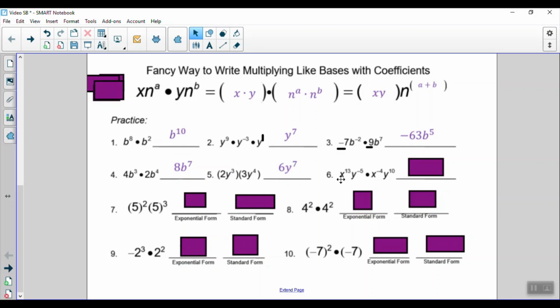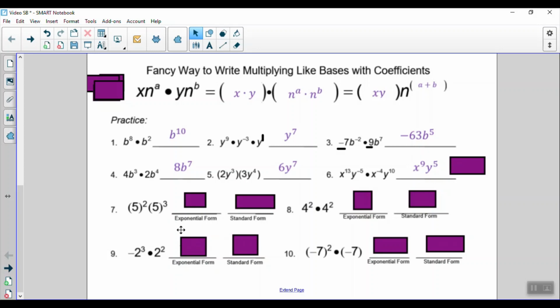Here we have 2 variables, which is perfectly fine. We don't want to combine x's with y's. We're just still combining x's together and y's together. So our answer here, we're going to add 13 plus negative 4 to get 9. So you have x to the 9th, right? And then negative 5 plus 10 is positive 5. So x to the 9th, y to the 5th, and that's our final answer. We can't put these together because x's and y's are not the same base. So we have to have x's and y's in our final answer.